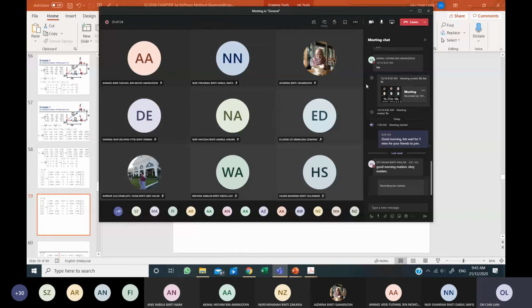If you don't have any question, I see you next class. Maybe I will start with the member stiffness matrix for frame. Then we will start to explore it using a full example.